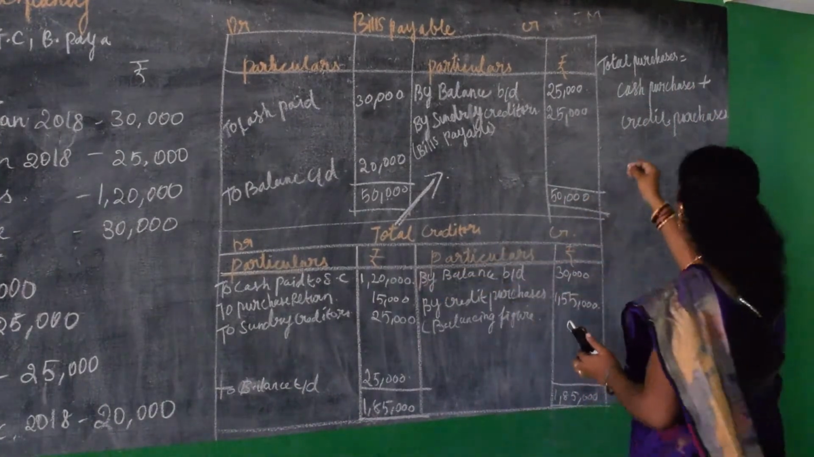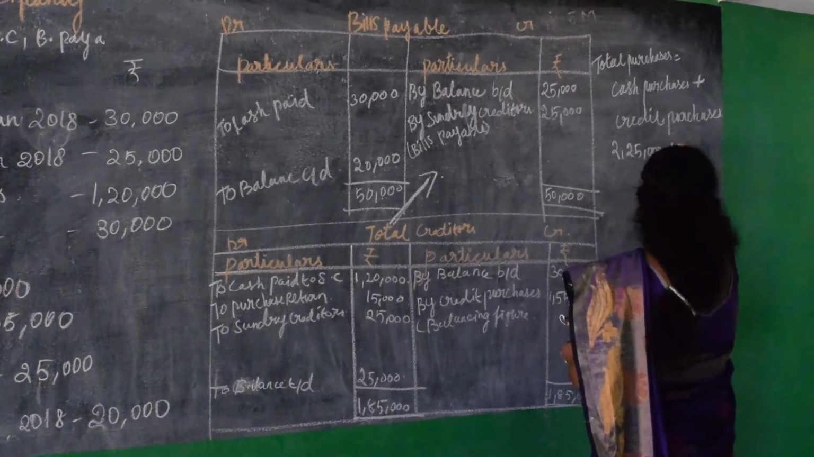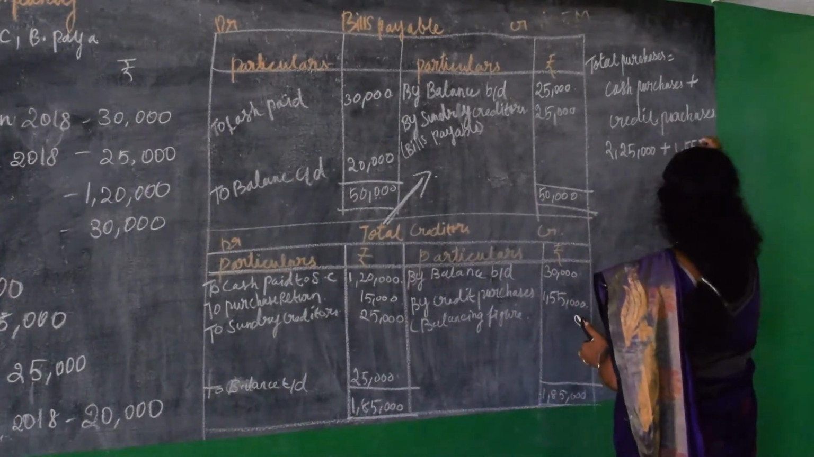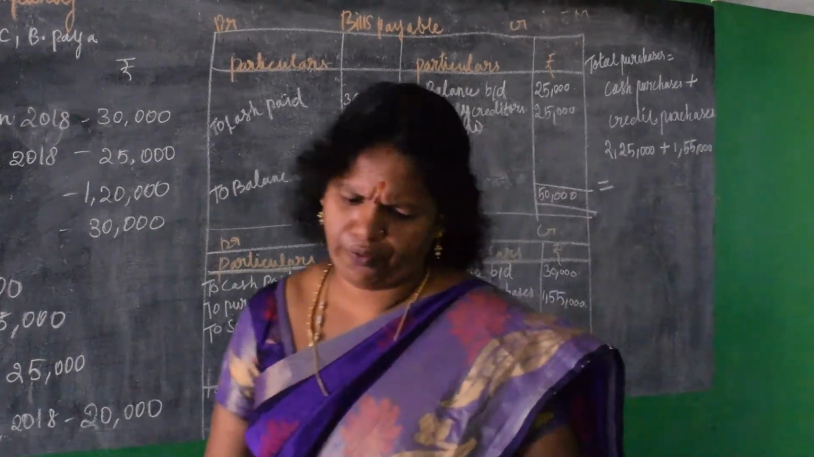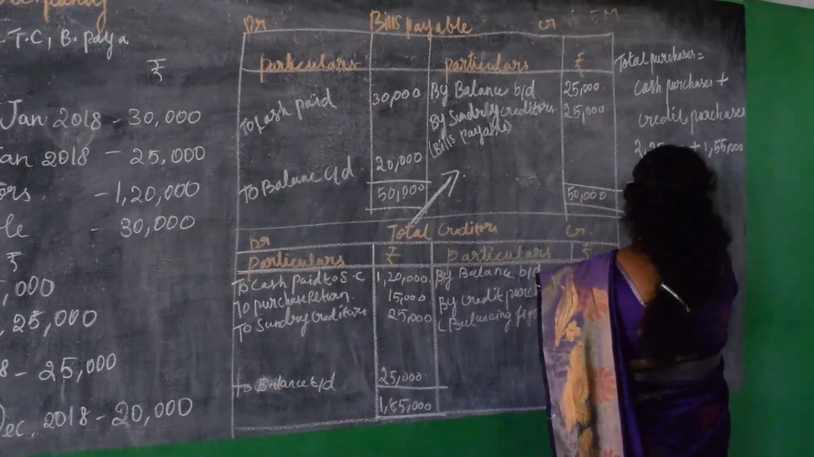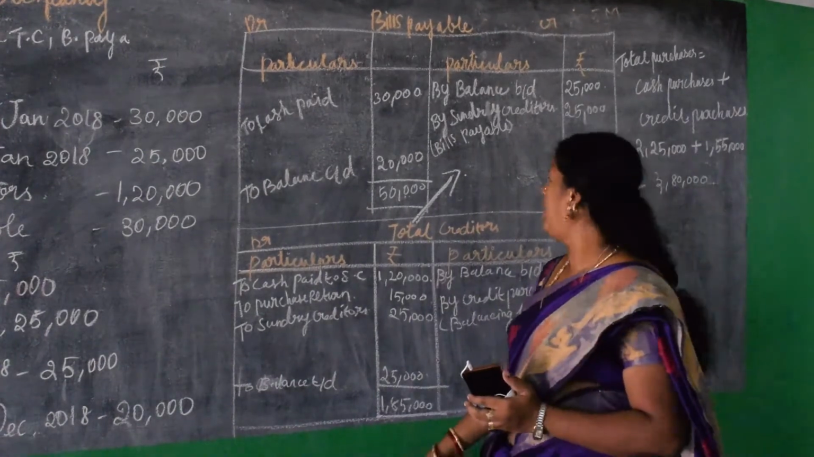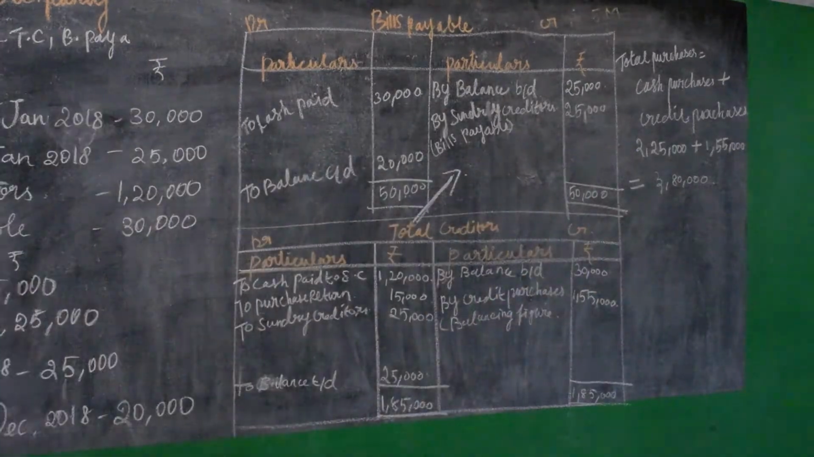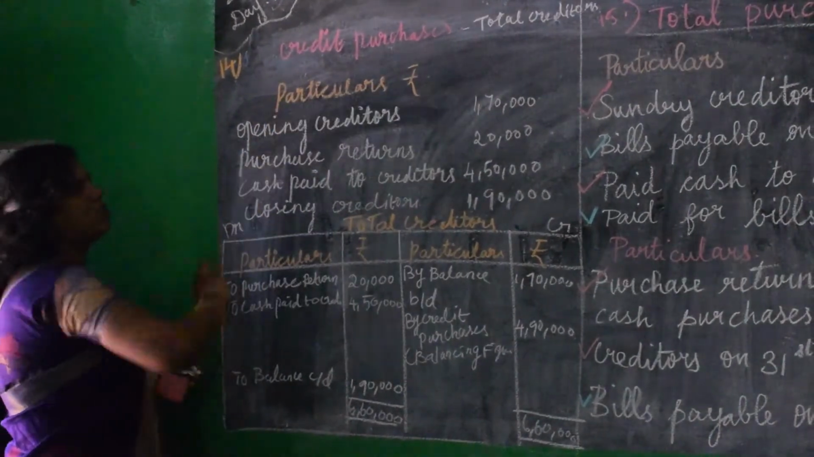Cash purchases is 2,25,000. Then plus credit purchases, we have found out credit purchases, no? That is 1,55,000. Total it, you will get the answer of 3,80,000. Yes, this is the end of the sum. Follow the procedure. If you know the total debtors format, it is the reverse procedure of the total creditors concept.